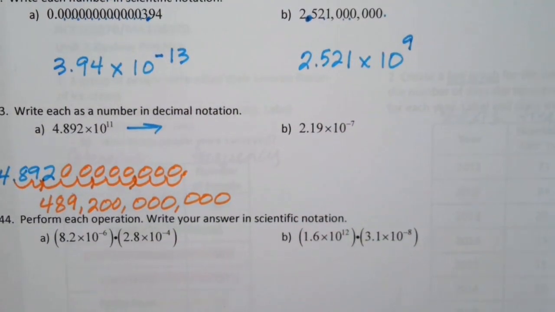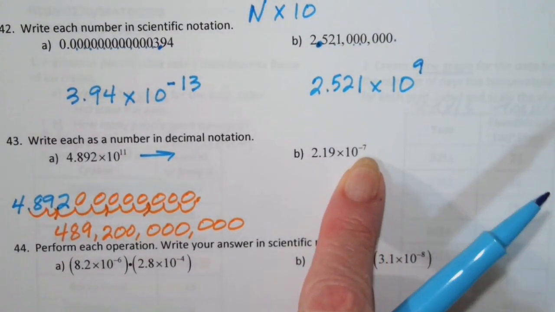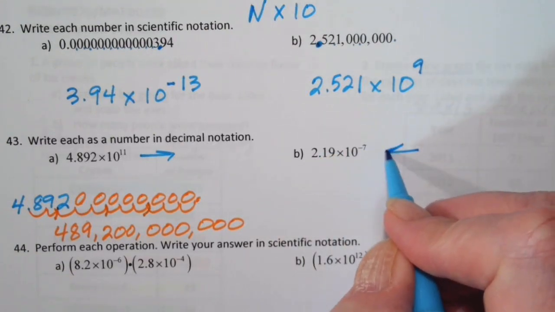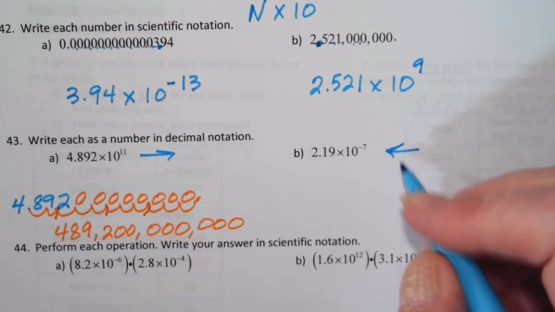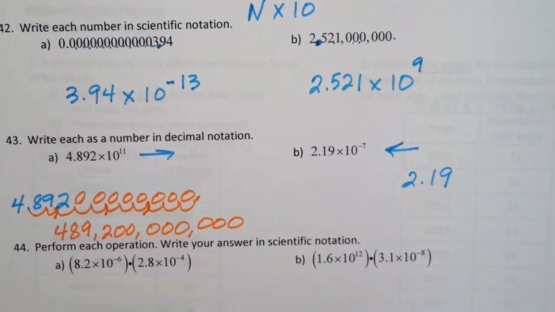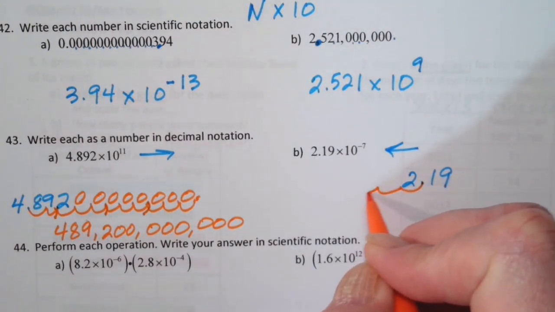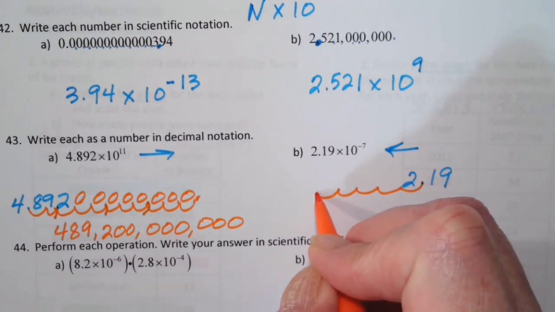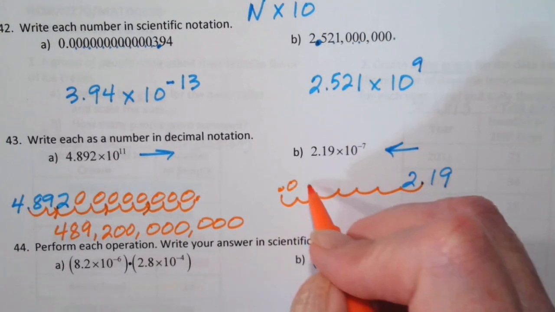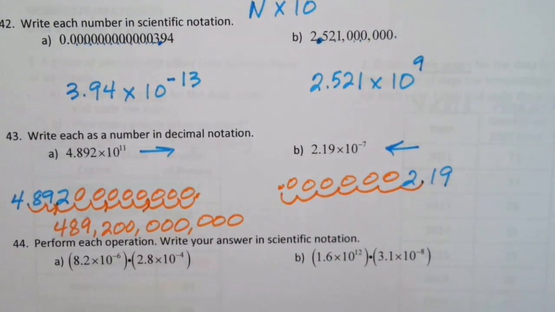Okay, 2.19 times 10 to the negative 7. All right, negative 7 means it's a small number, which means I'm going to move my decimal to the left. So I'm going to start over here with 2.19. Now I'm going to take my decimal and move it 1, 2, 3, 4, 5, 6, 7 places to the left. And I have 1, 2, 3, 4, 5, 6 spaces to fill in.